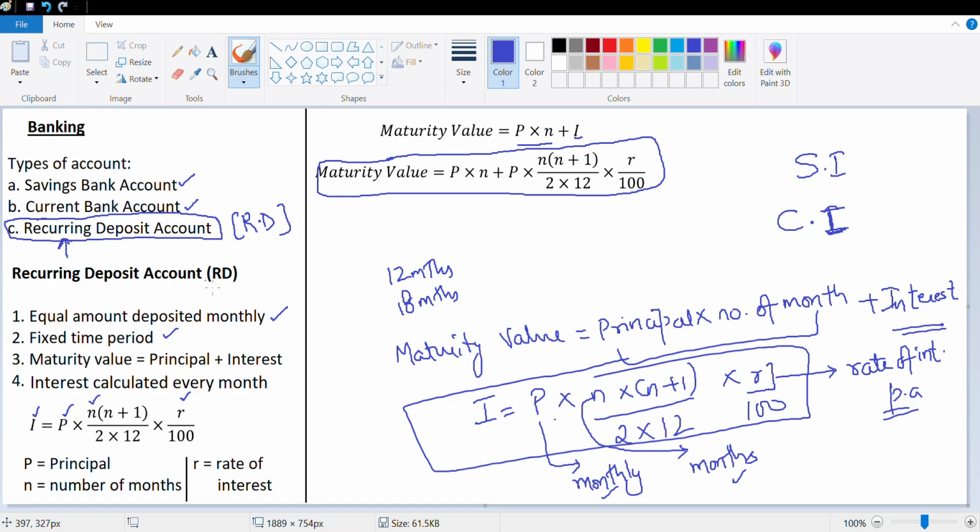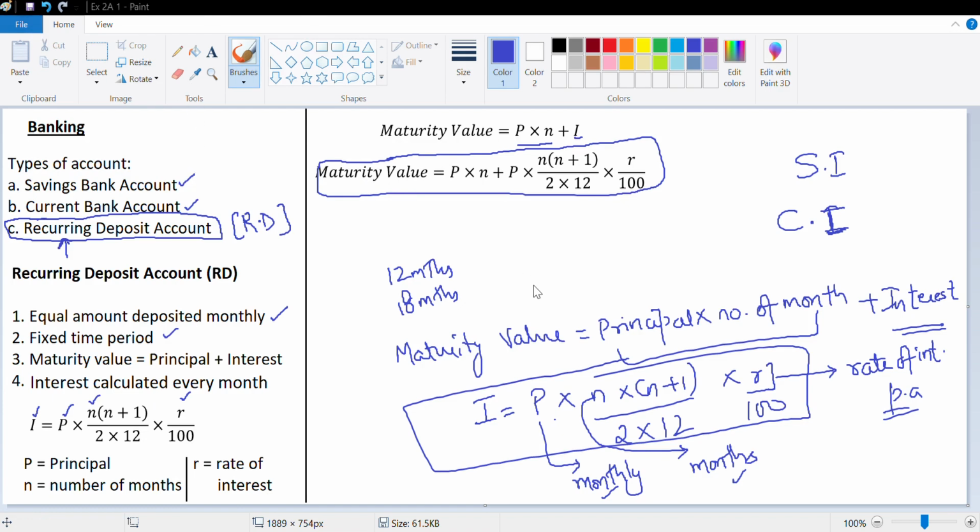In any given question, 3 of them would be given, and you would have to find the 4th one. So if P, N and R are given, then you will have to find I. If I, P and N are given, then you will find R. Or if R, P and I are given, then you will find N. Maybe the maturity value could also be given, so you could look at whichever way. Let's look at some questions and let's solve them.